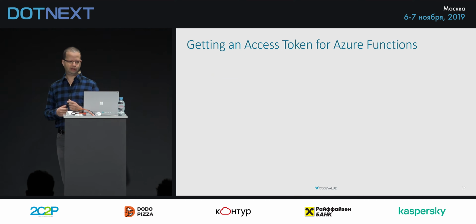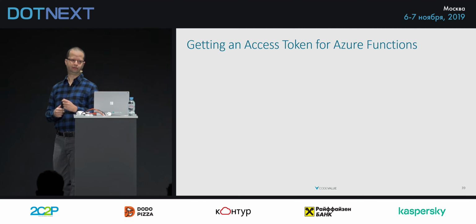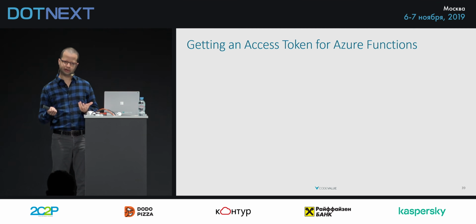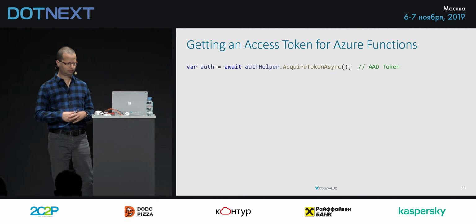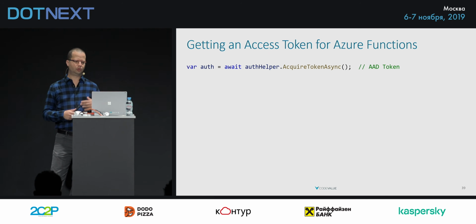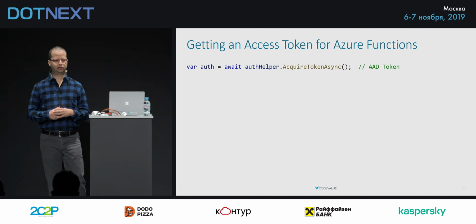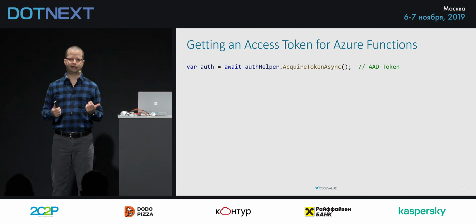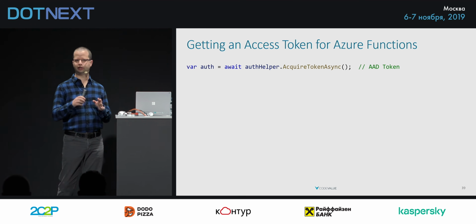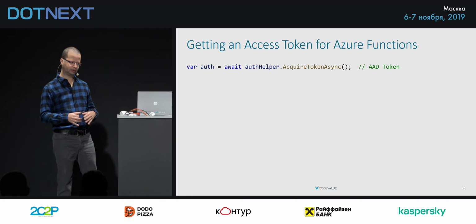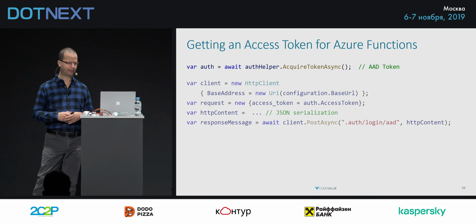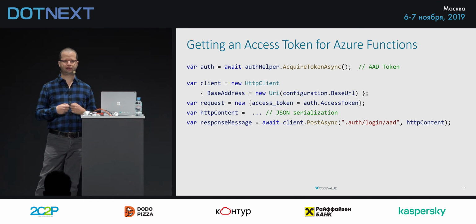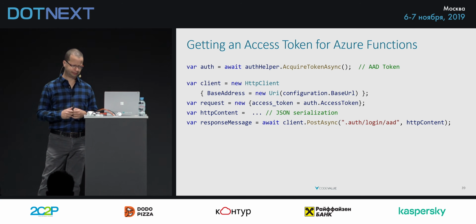So first of all, we need to get an access token for Azure Functions. Again, if you're not running Azure Functions, this will change. So in our case, we authenticate with Azure Active Directory. In our case, we use MSAL, Microsoft Authentication Library. It's pretty well documented. You can look at the code later on. It's not interesting.